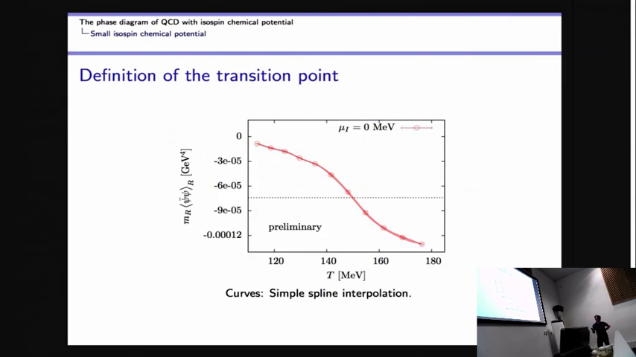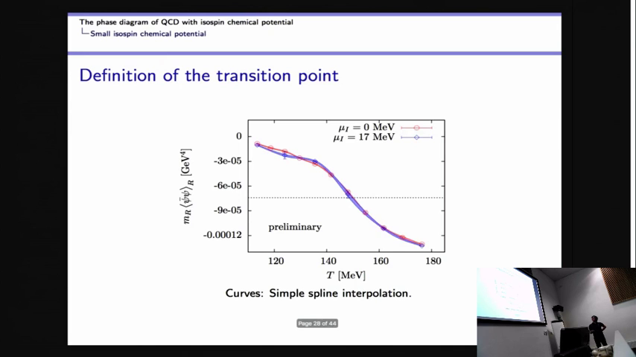So this is now the renormalized chiral condensate versus the temperature, and this is the point which it should hit, where we define our value of the crossover temperature. You can see that it agrees quite well at μi equals 0 with basically the turning point of the condensate here.